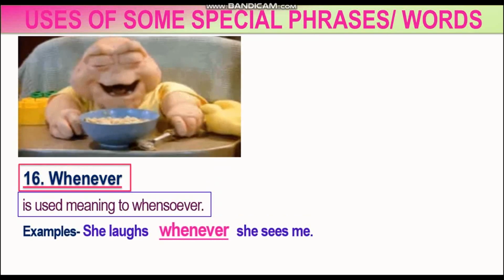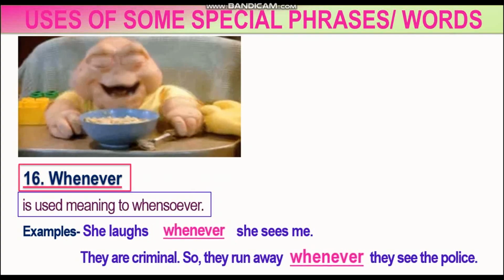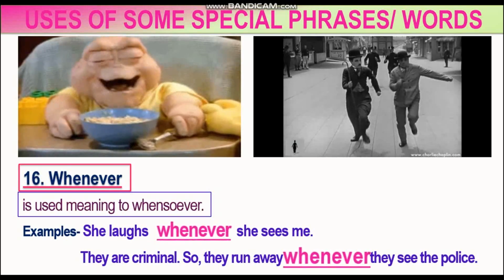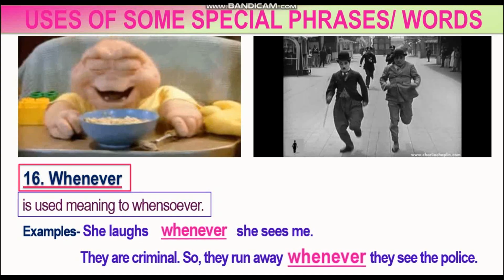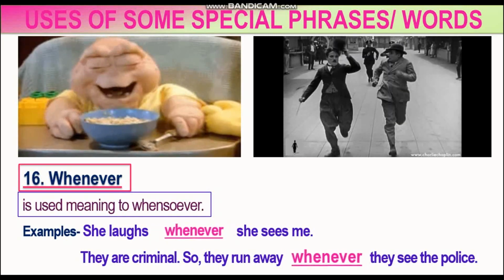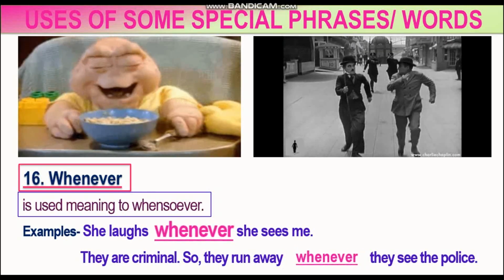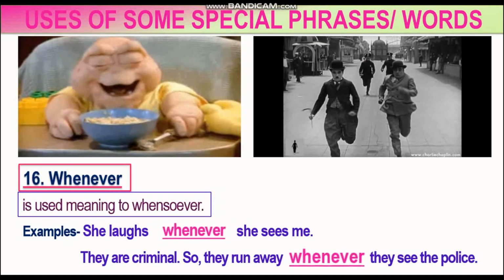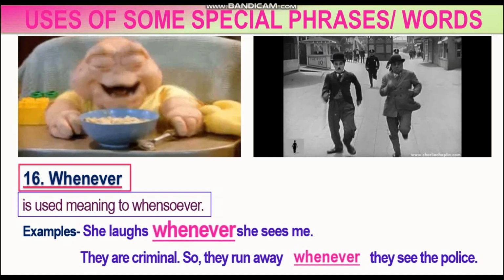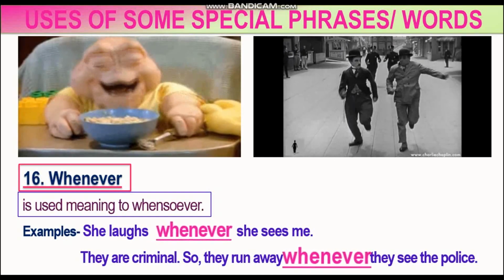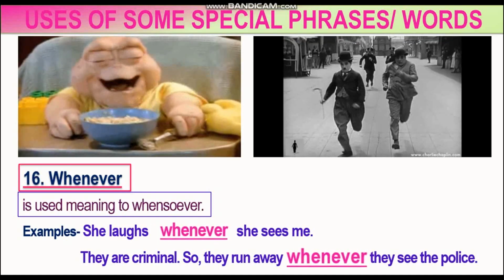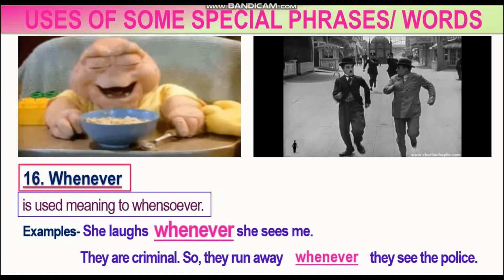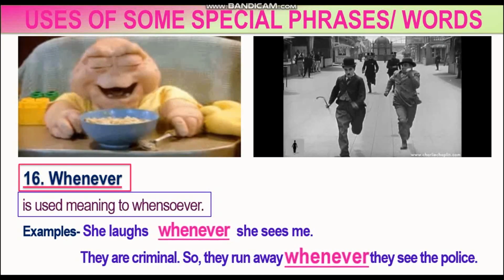For example, she laughs whenever she sees me. They are criminal, so they run away whenever they see the police. Here in the first sentence, she laughs whenever she sees me, means she laughs every time that she sees me. In the second instance, they run away whenever they see the police. That means they run away at whatever time that they see the police.